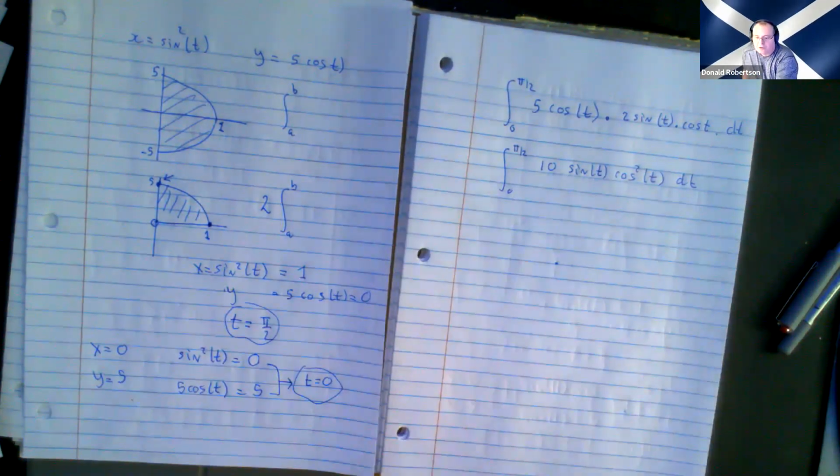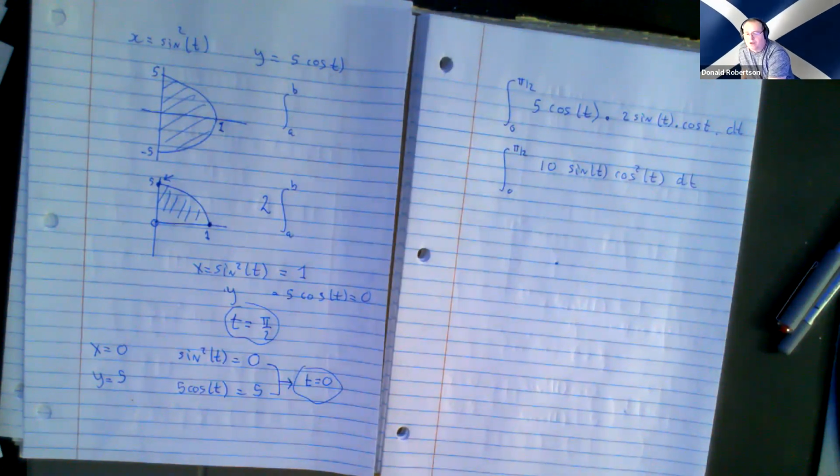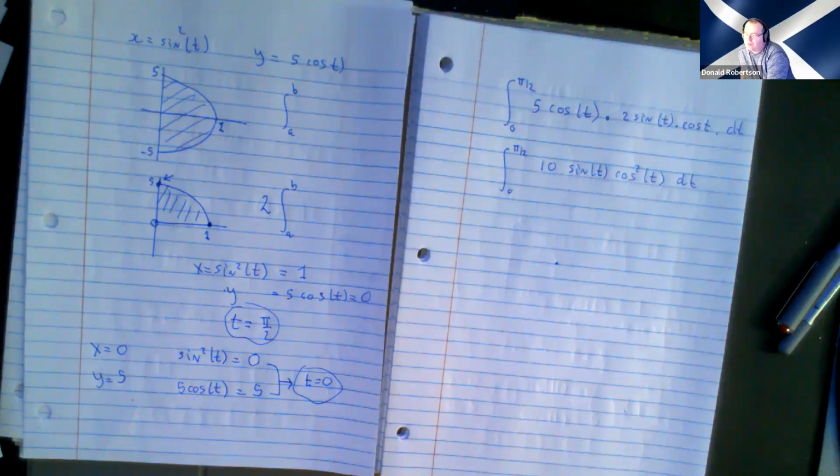I'm not doing this one because I'm getting deja vu. Do you recognize that this is virtually the same as, not quite, but close enough to one that you've already done? Won't it be another u sub, and won't that u sub be cosine t?